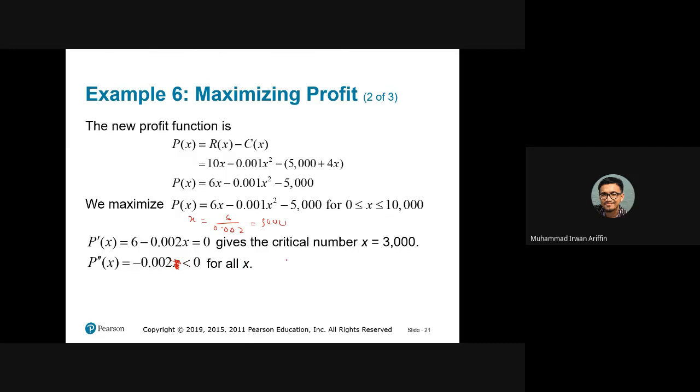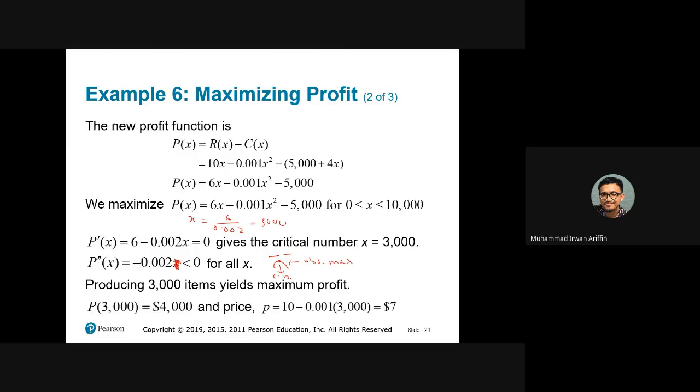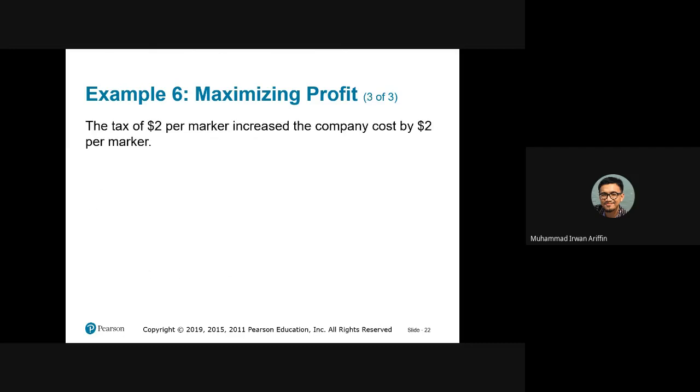So since this is negative, based on the second derivative test, we know that our profit function is concave downward, and this is an absolute maximum. Our profit is maximum. So producing 3,000 markers would give us the maximum profit. So what is the price now? The price would be $7 each.